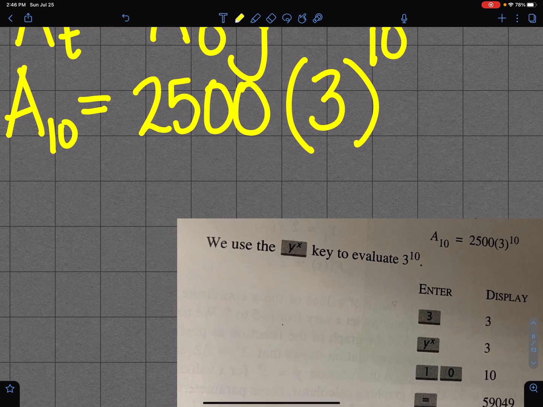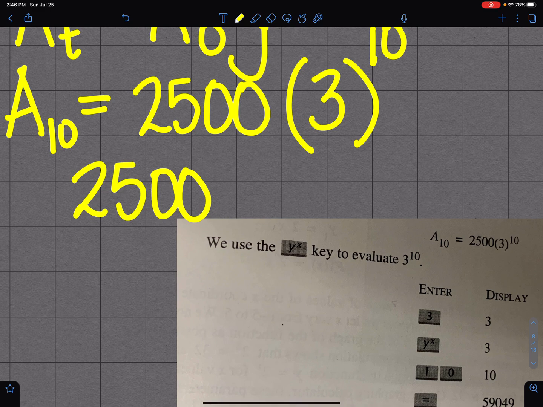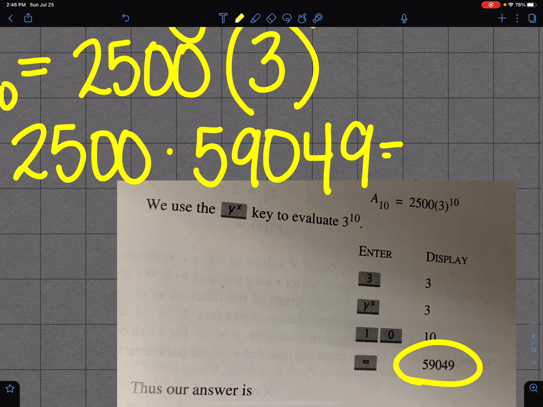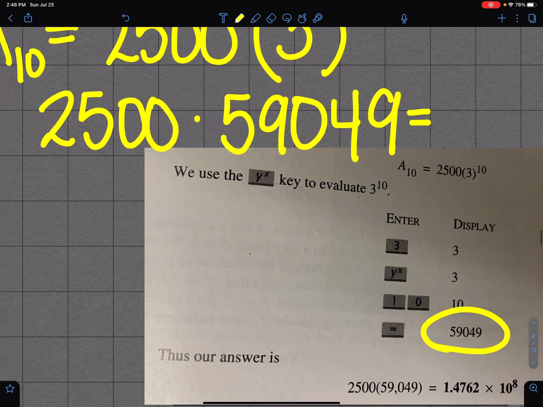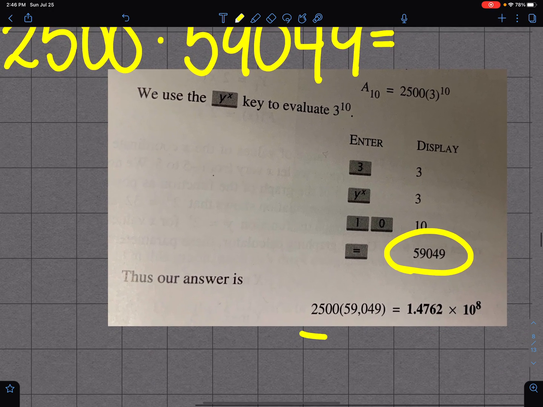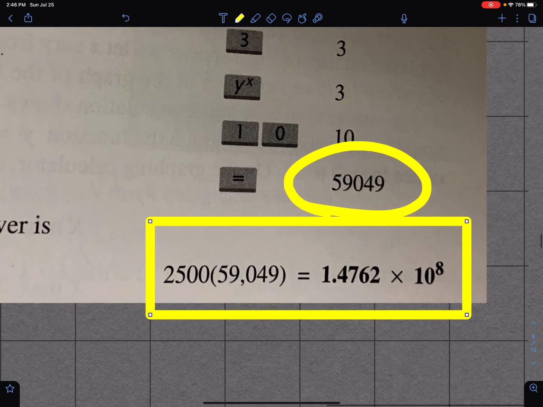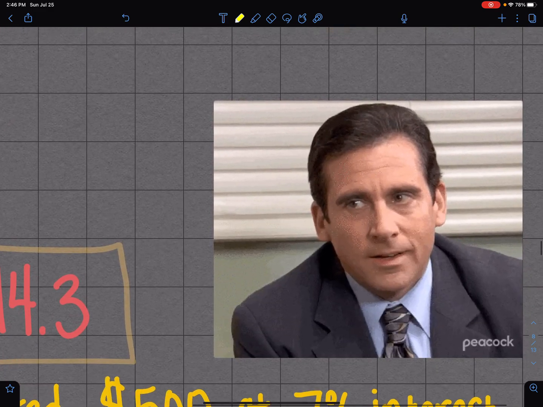That means that each bacteria multiplied that much. So 2,500 times this answer that we got on the calculator, 59049. Multiply that out, and what are you going to get? You're going to get this big thing. So it's going to be 1.4762 times 10 to the 8th. What does that mean? That means that we can move this decimal point 8 times over, right? Okay, cool.